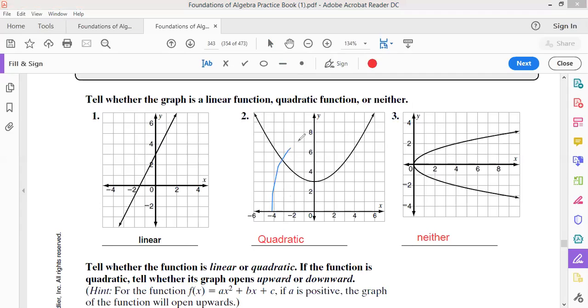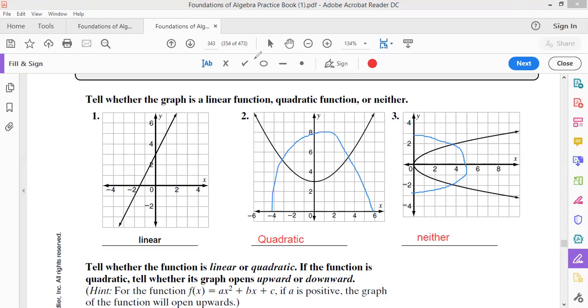It can also be in this shape. We call it a quadratic function. And in the third graph, it's U-shaped but opening to the right side, or it may open to the left side like this. We call it neither, it's not linear nor quadratic. Right, left, neither. Up, down, quadratic. Straight, linear.